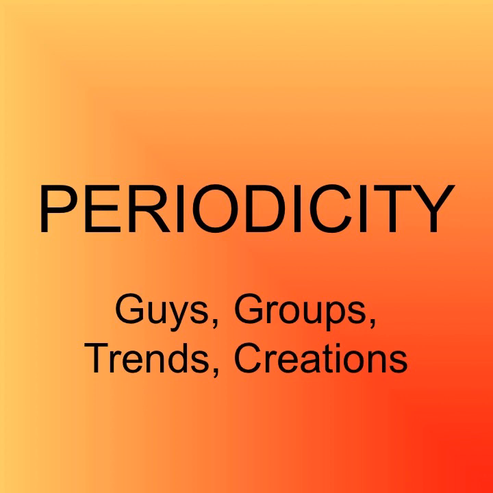We're going to go over some guys who invented the periodic table, groups, which are columns on the periodic table, trends within groups, and periods going from left to right, and then we'll talk about how elements are created. So let's start with the guys.